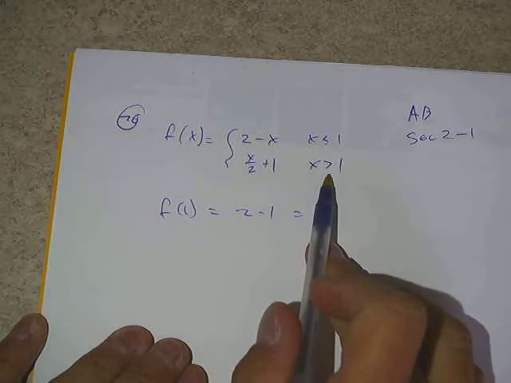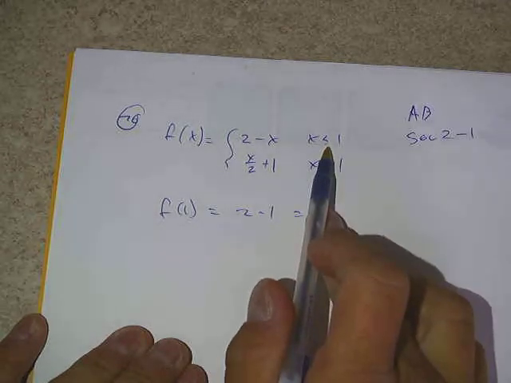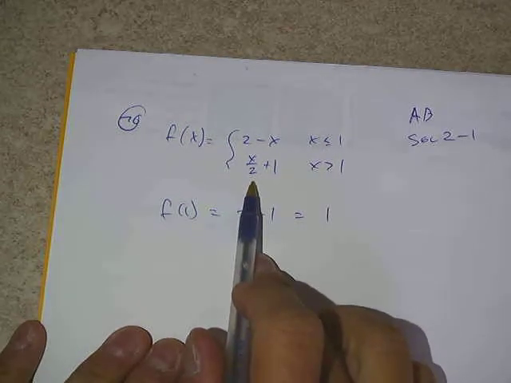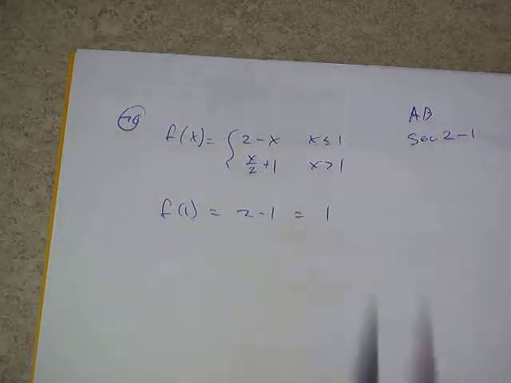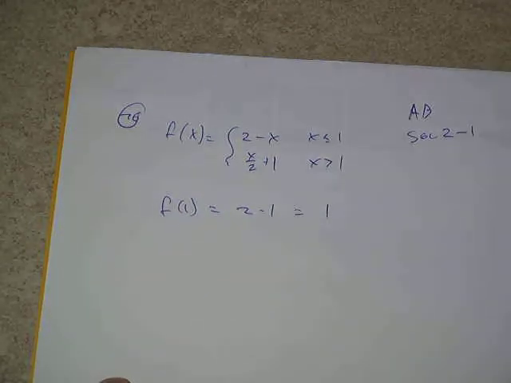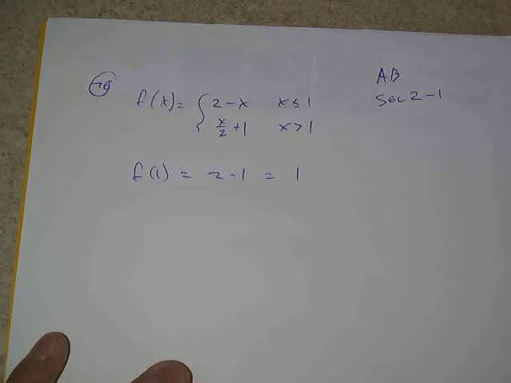Had this one been the greater than or equal to, and this one just been a less than sign, then we would have put our 1 in here, and we would have gotten 1.5. But again, since it's defined to be 1 for the top part, then that will be our result.